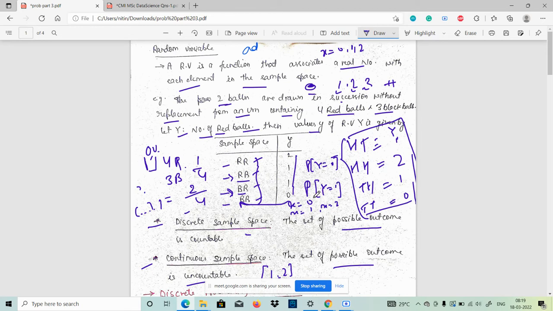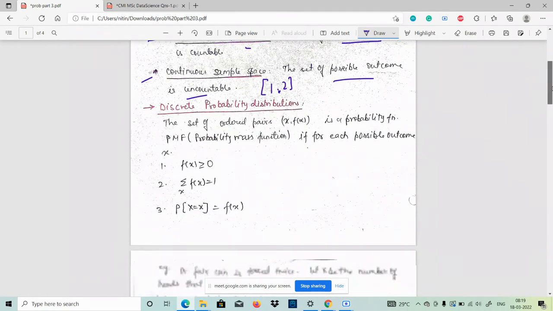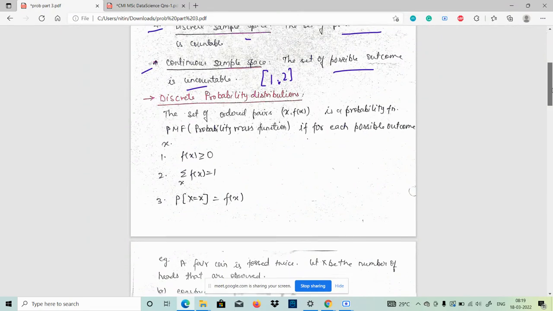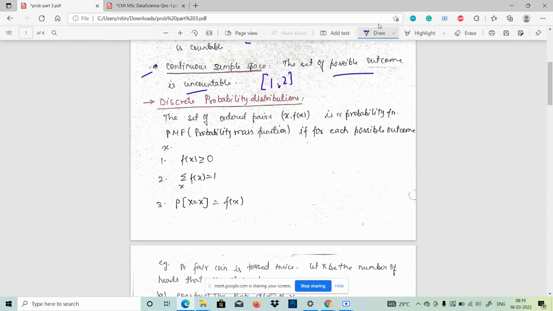So based on these three values, and based on this probability that depends on three values, we actually construct a probability distribution. But every probability distribution, whether it's discrete or continuous, has some properties. Let's start from the discrete probability distributions and then move to the continuous distribution.